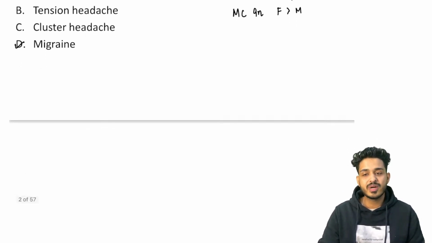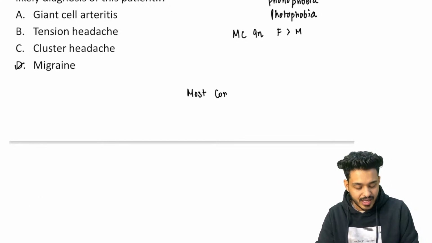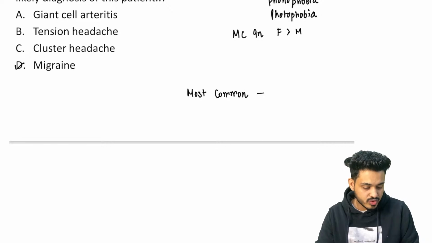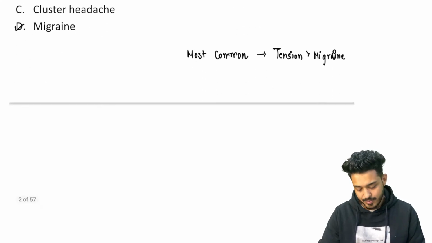What is the most common type of headache? If I ask you, what is the most common type of headache? The most common type of headache is not migraine. It is going to be your tension headache, guys. Tension headache, followed by migraine. This is the most common order of headache types. So first, let's discuss the important things you need to know about migraine.